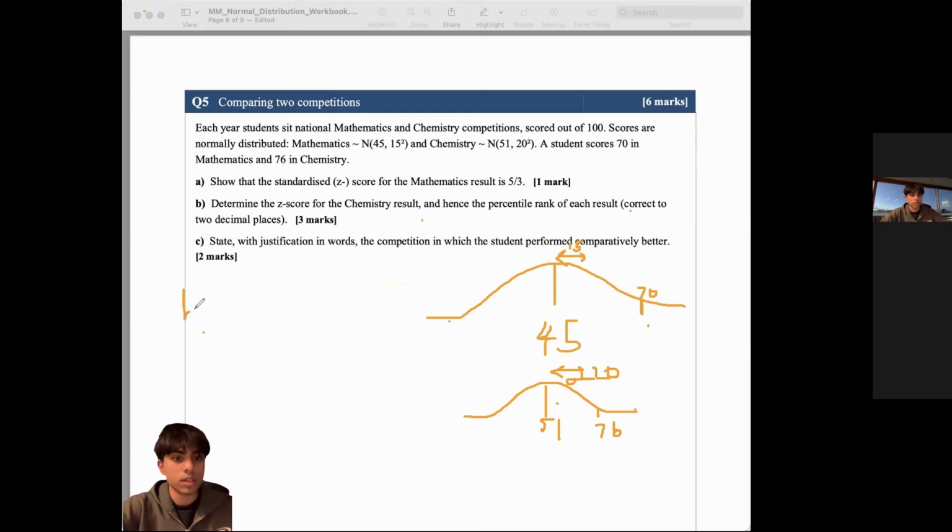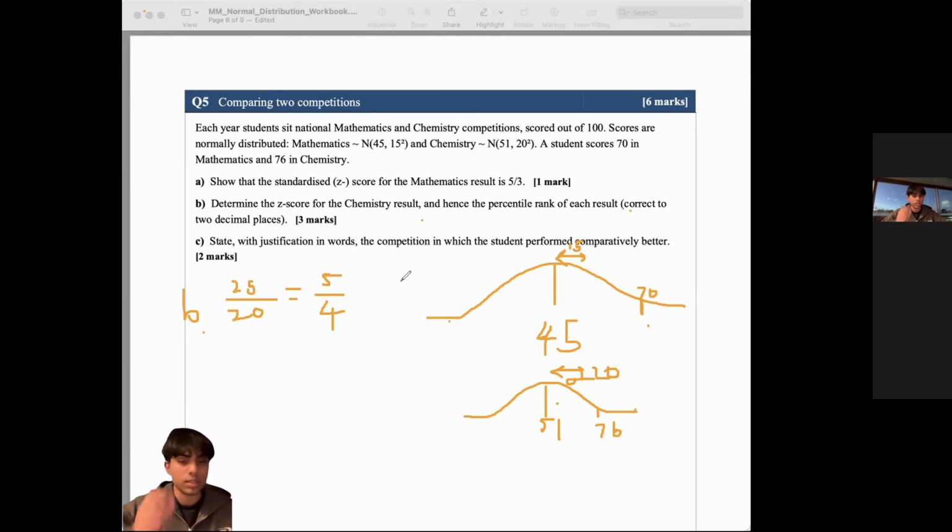Part B is going to be finding the z-score for chemistry as well. So it's going to be the exact same thing: 76 minus 51, which will also give you 25, and then you'll divide that by the standard deviation, which is 20, and that'll give you 5 on 4. Z-score 5 on 4.